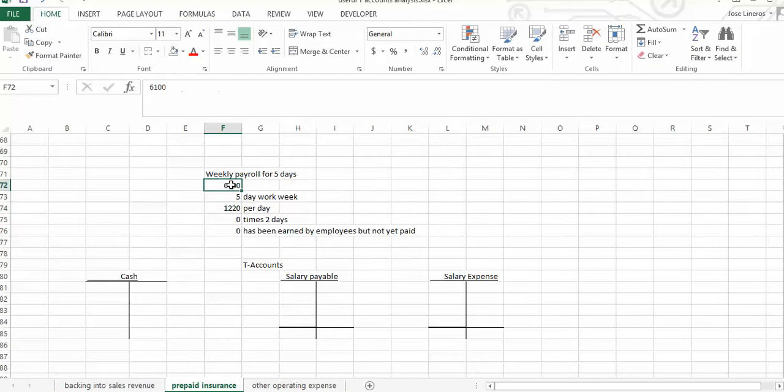You take $6,100 for the entire 5-day work week. It's divided by 5 days in a work week for $1,220 a day. Now, we're not multiplying it by 2, we're multiplying it by 4. And the reason we're multiplying it by 4 is the employees worked, let's say this is Monday, Tuesday, Wednesday, Thursday, Friday, A, B, C, D, E. The employees worked Monday, they worked Tuesday, they worked Wednesday, and they worked Thursday.